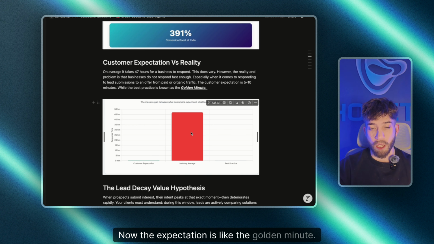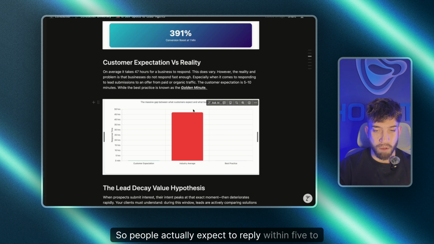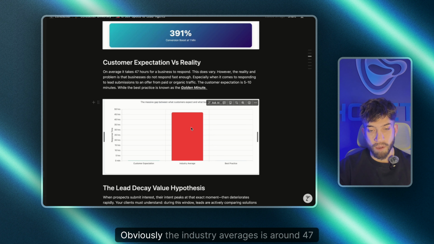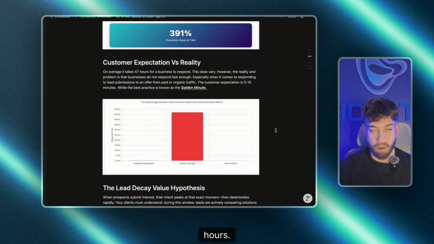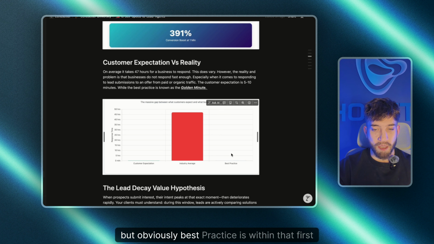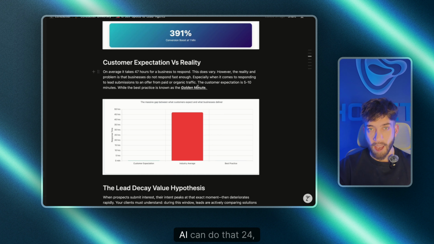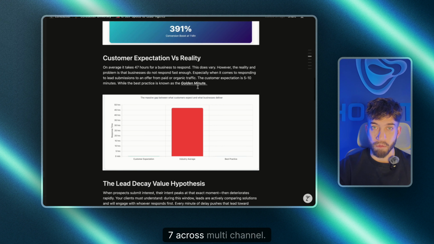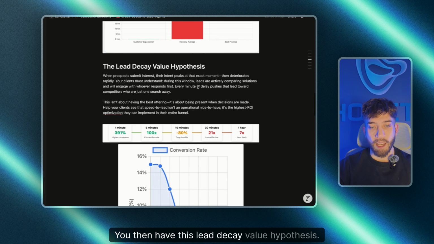Now, the expectation is the golden minute. People actually expect a reply within 5 to 10 minutes before they start getting bored. Obviously, the industry average is around 47 hours. That does depend, e-commerce is faster, but best practice is within that first golden minute. AI can do that 24/7 across multiple channels. You then have this lead decay value hype.